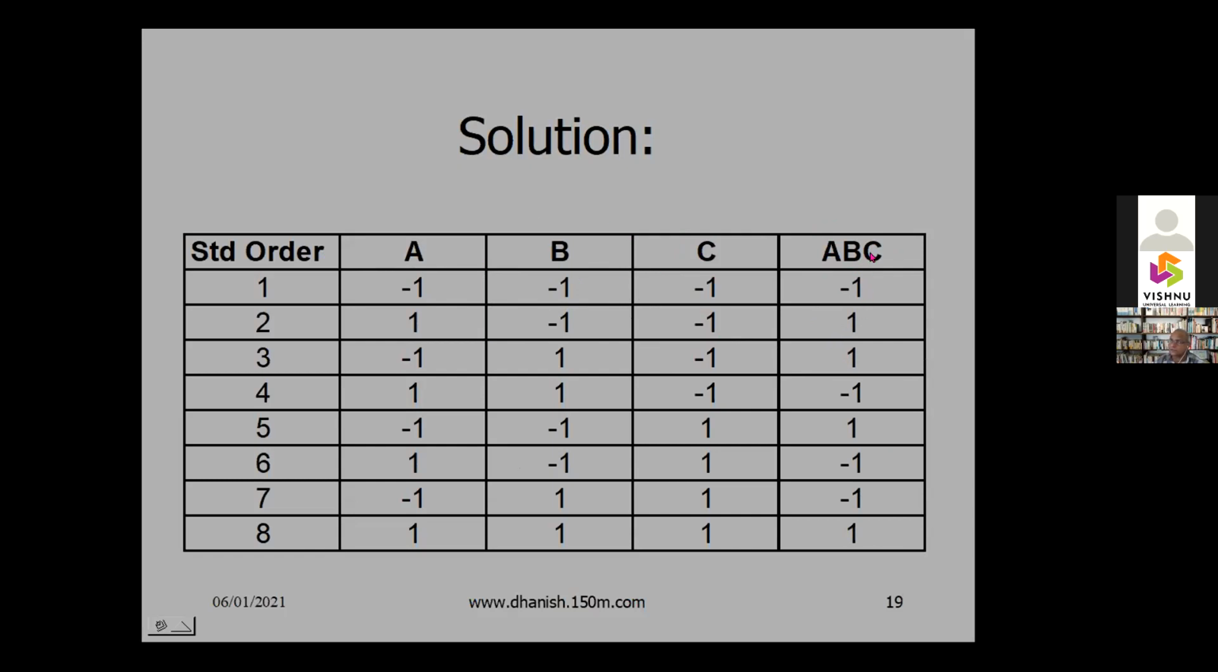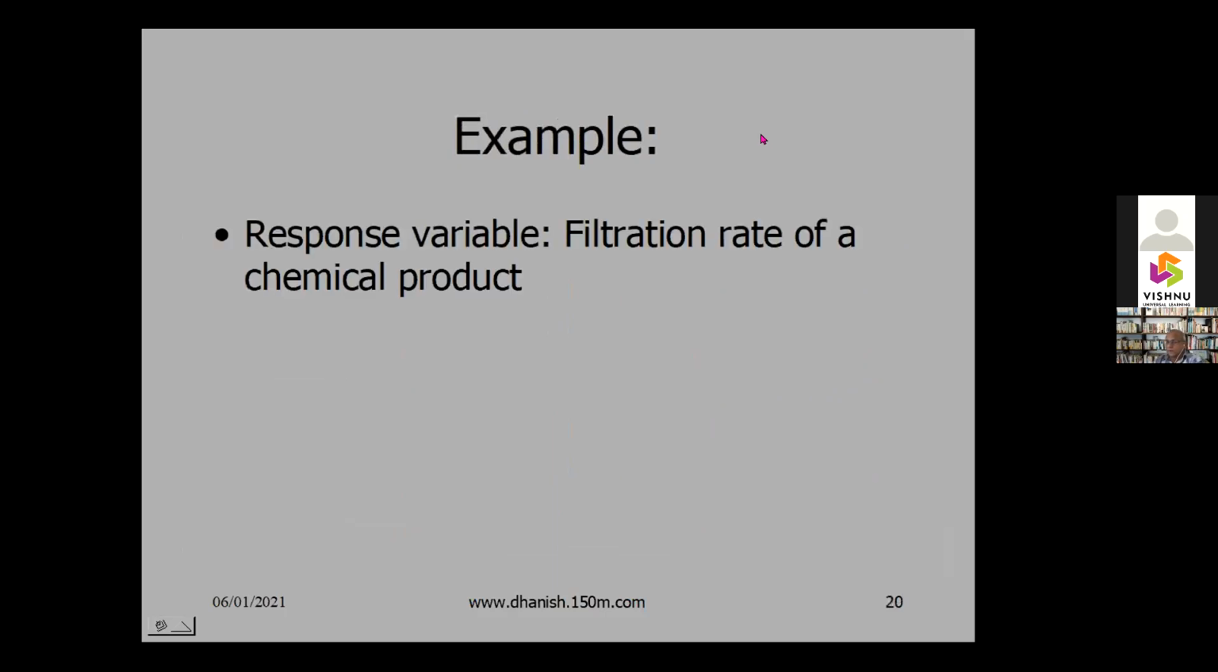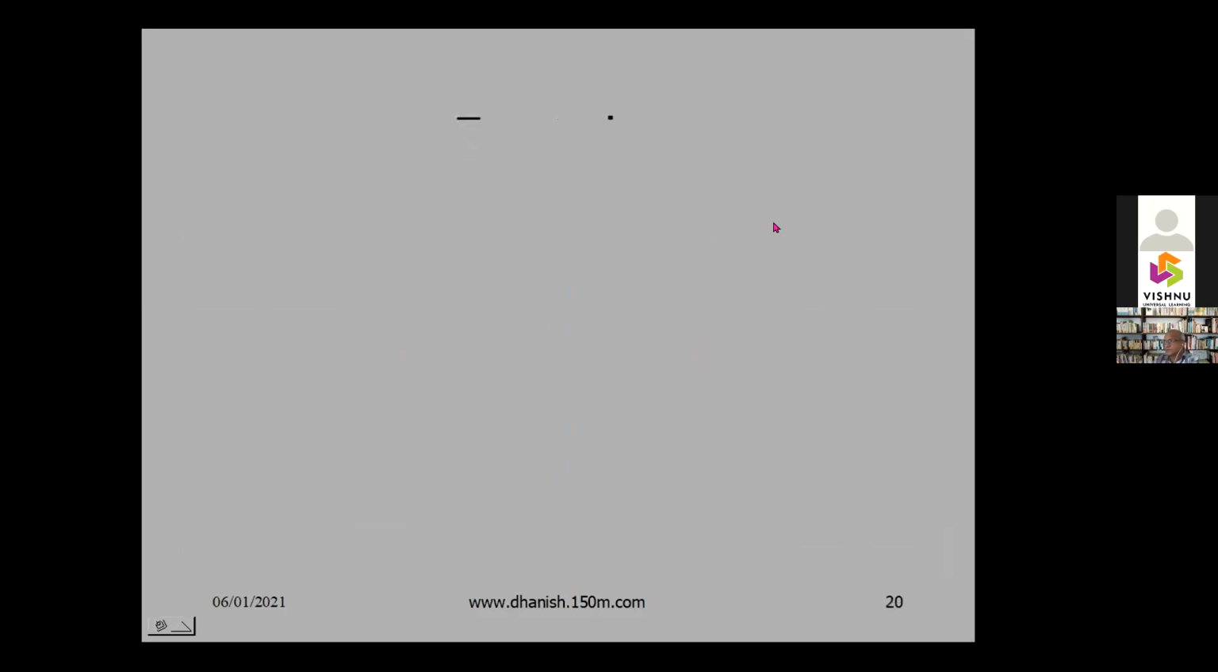Now equate this ABC to D. So instead of taking this as ABC, you replace it by D. Then this is one of the good designs. So this is a design for 4 factors, which is a good design.